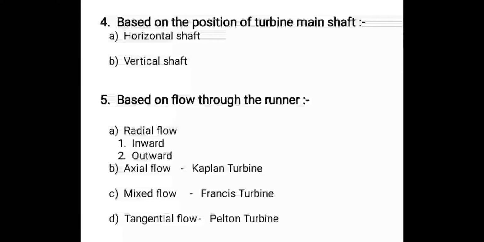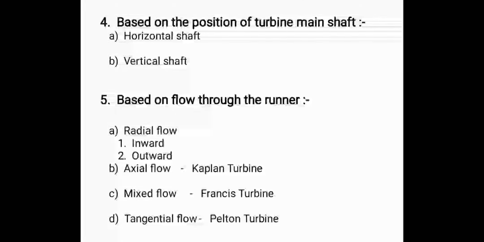Next classification is based on the position of turbine main shaft. It is classified in horizontal shaft, where the shaft is kept horizontally, and the next is vertical shaft. Fifth classification is based on flow through the runner. It is classified as first radial flow, in which inward radial flow and outward radial flow.